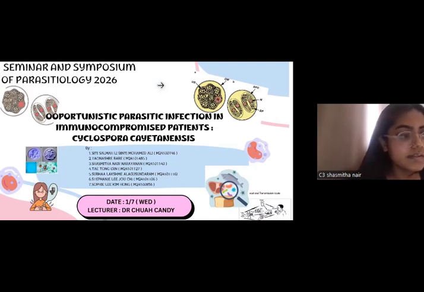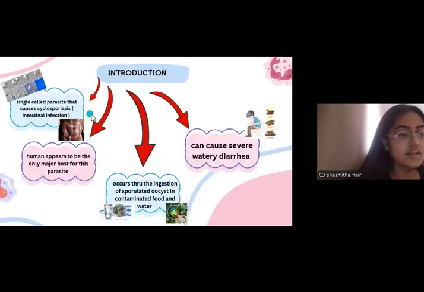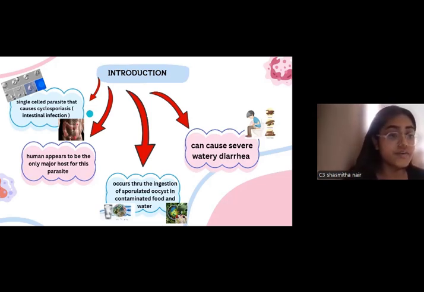Today we'll be presenting about the opportunistic parasitic infection in immunocompromised patients, Cyclospora cayetanensis. As for my part, I'll be talking about the introduction, also known as the general characteristics of Cyclospora cayetanensis.